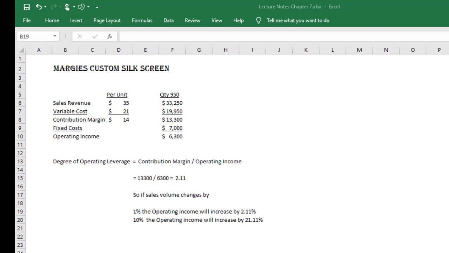Now, this is a good thing to have a high degree of operating leverage if you're increasing your sales. However, it goes the other way too. In other words, if your sales drop, then the profit goes down faster. So if you lose $1 in sales, you'll lose $2 in profit. So it really depends on the situation as to whether or not operating leverage is going to work for you or against you. But it's important for managers to understand their operating leverage so they can understand the risk from changes that they might make in their business.